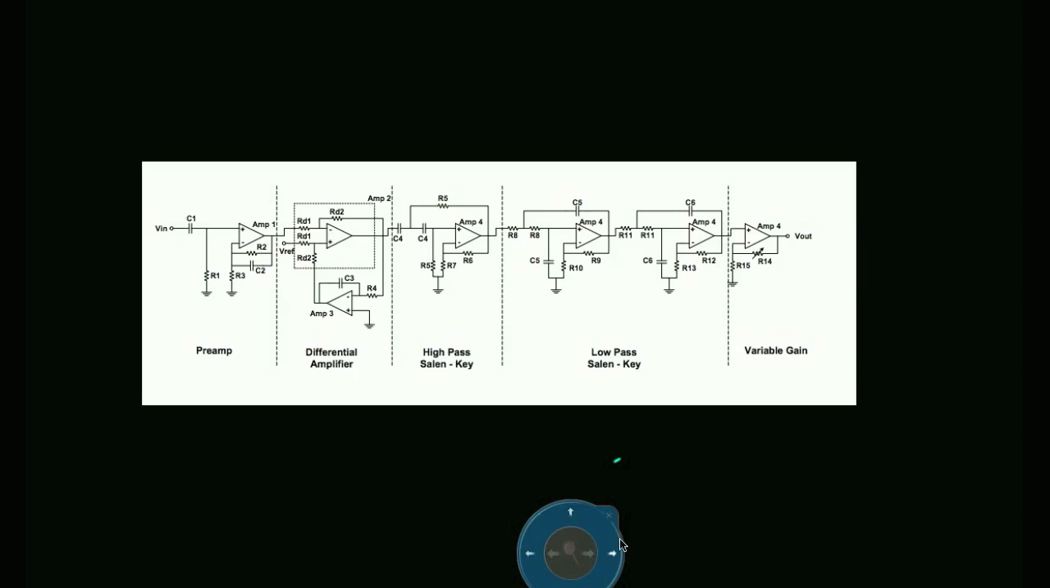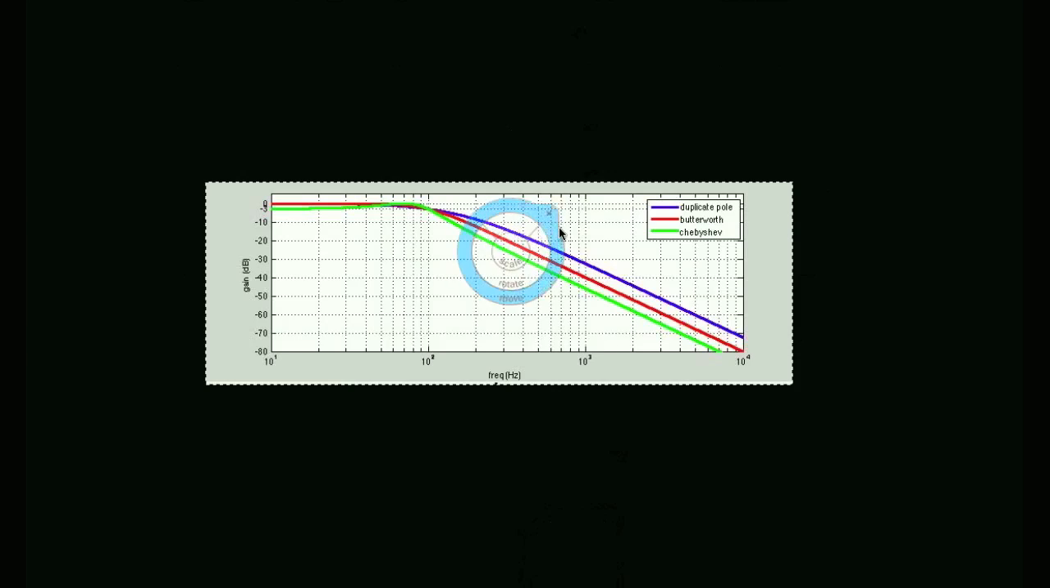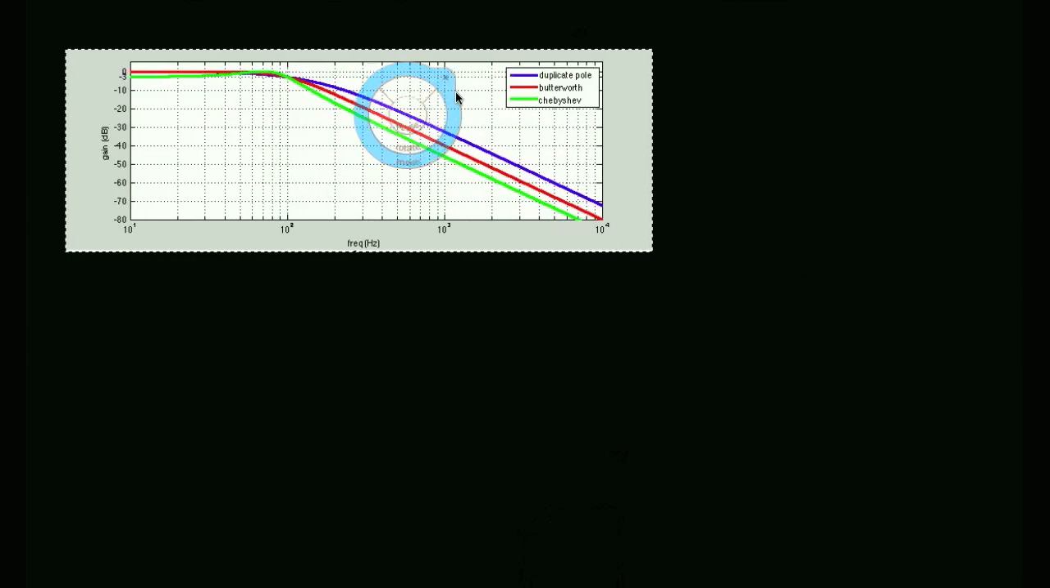All right, we know that 20 log base 10 of some number equals minus 45. So we're going to take 10 raised to the minus 45 over 20, which should give us our gain. 0.0056.